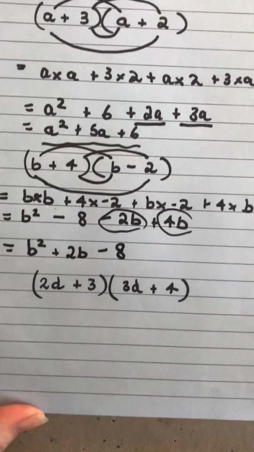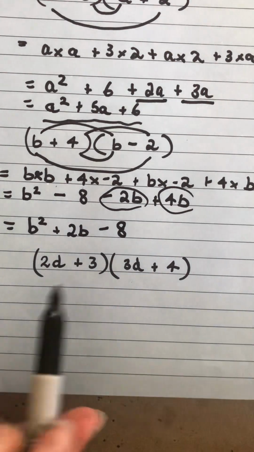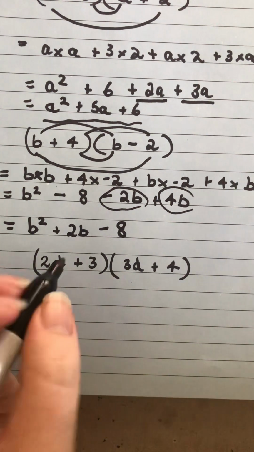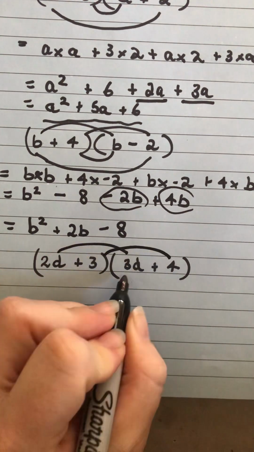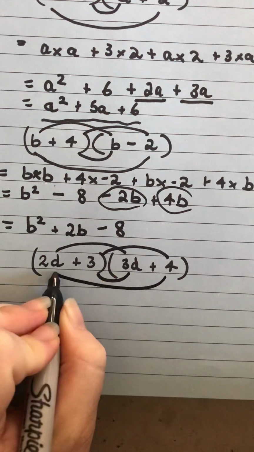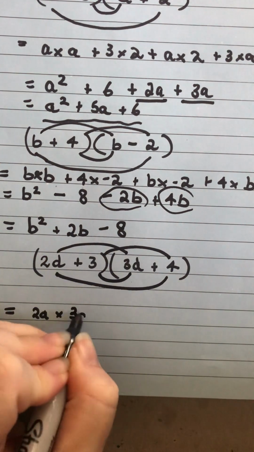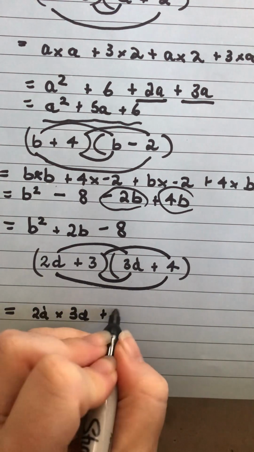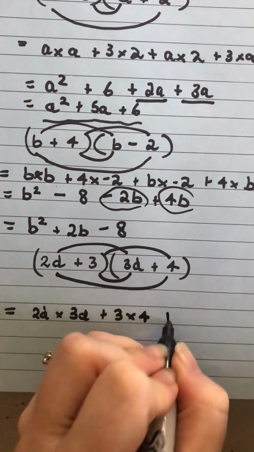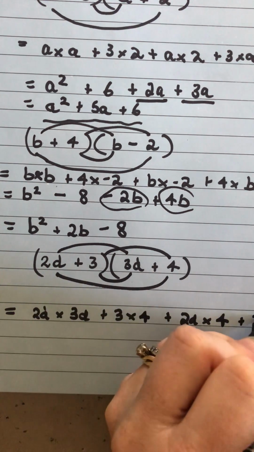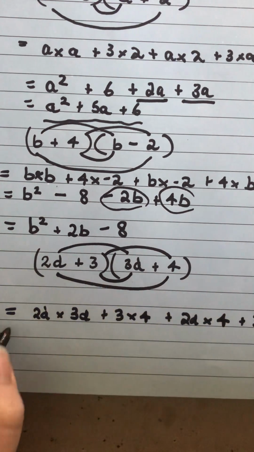Now my last one here, I've got 2d and 3d in my brackets. So I'm going to show you what to do for those ones. Once again, drawing in the eyebrows, the nose, and the mouth. First eyebrow, 2d times 3d. Second eyebrow, 3 times 4. Mouth is going to be 2d times 4. And the nose, 3 times 3d.